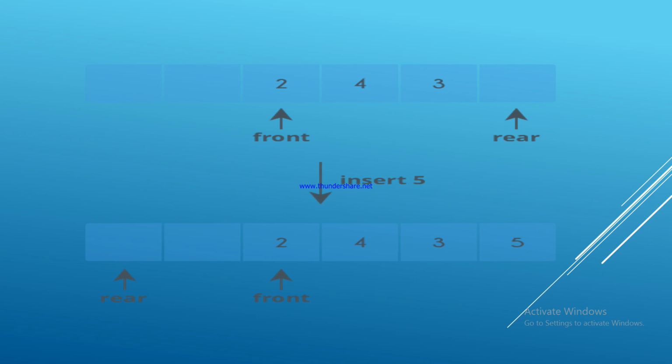Here we can see that 2 is inserted at the front, then 4 is inserted, then 3 is inserted, and the rear is open to insert another element. Then 5 is inserted at the rear. If we want to insert 6 or any number, then that number is inserted on the left where there is space, and this is how a circular queue works. Thank you.